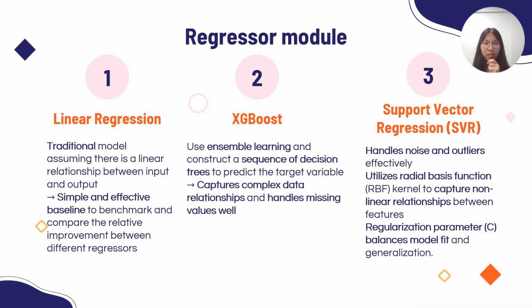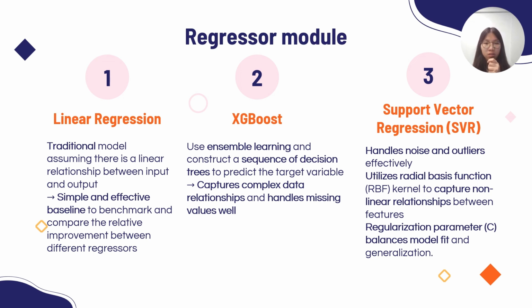After obtaining the concatenated features from each of the groups, we feed the features into our regressor module to do regression. We benchmark 3 choices of regressor. Firstly, linear regression. Linear regression is the traditional model that assumes there is a linear relationship between input and output. Next one is XGBoost, a powerful machine learning approach using an ensemble learning strategy, known for its efficiency and good performance. It sequentially builds a series of decision trees to predict the target variable, with each tree correcting the error of the previous one. This iterative process allows XGBoost to capture complex relationships in the data and handle missing values effectively.